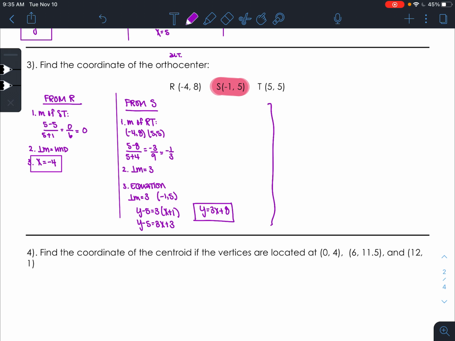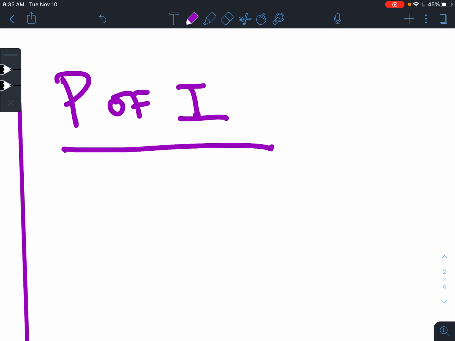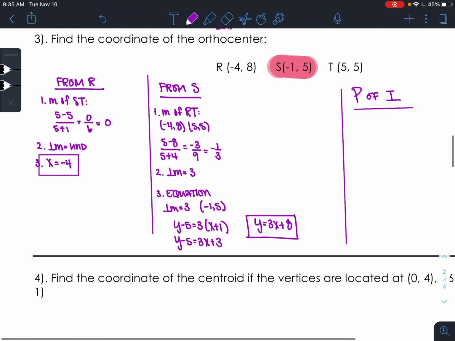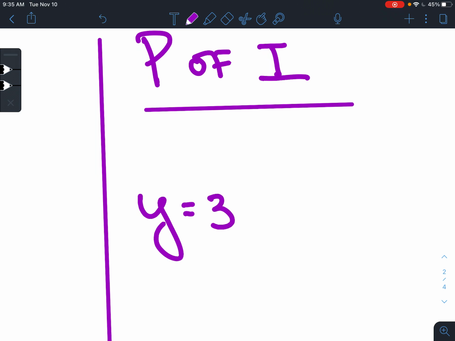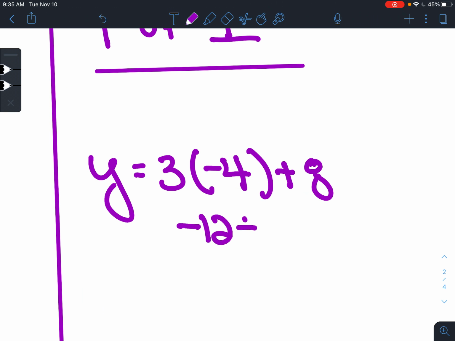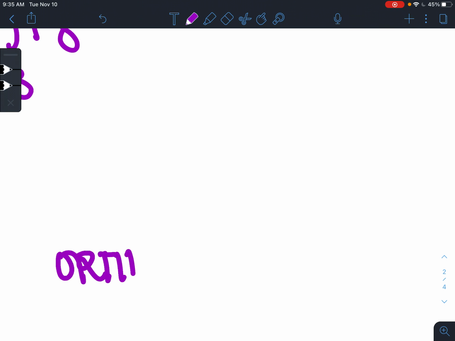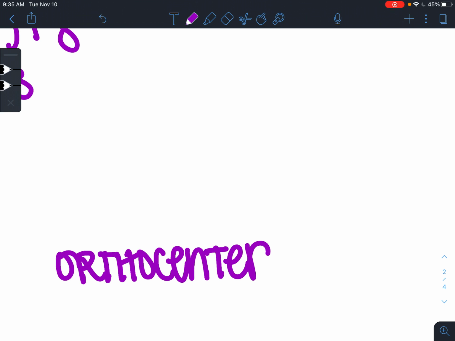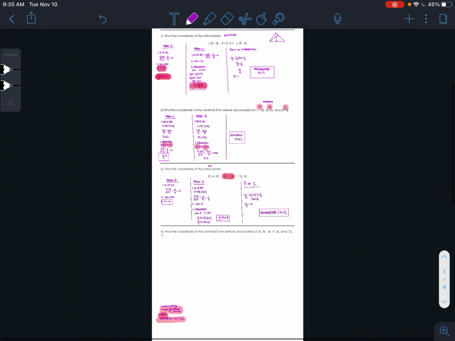And so now I'm going to find my point of intersection. All right, so my point of intersection. And what I'm going to do is take that -4 that I got from my first equation and plug it in, all right, to my second equation. So I'm going to do y is equal to 3 times -4 plus 8, which gives me -12 plus 8, which means that my y value is also -4. So my orthocenter is -4, -4. Final answer. All right, one more when you guys come back.